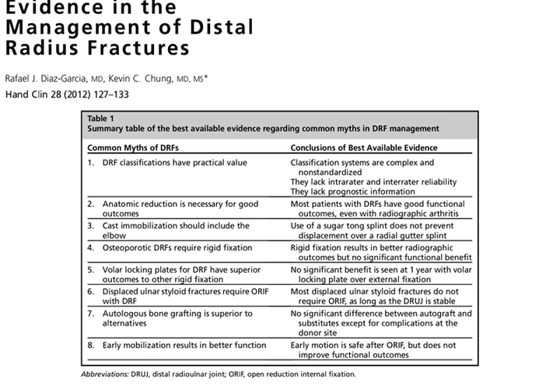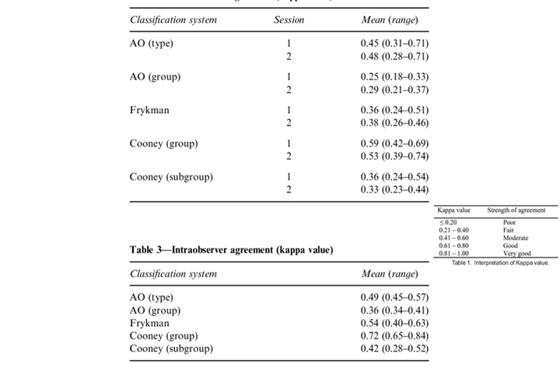So this is a myth: distal radius fracture classifications have practical value. That's a myth. The reality is they are complex and non-standardized. They lack intra-rater and inter-rater reliability, and they lack prognostic information. So maybe that's why one third of surgeons don't use them. And the other myth is that anatomic reduction is necessary for good outcomes. It's not so clear. Some people say it does, some people say it doesn't. So this is also considered a myth.